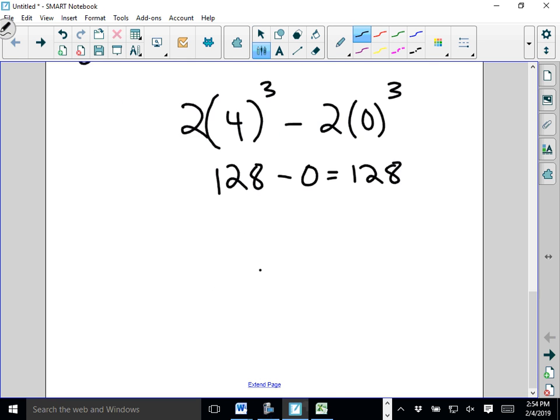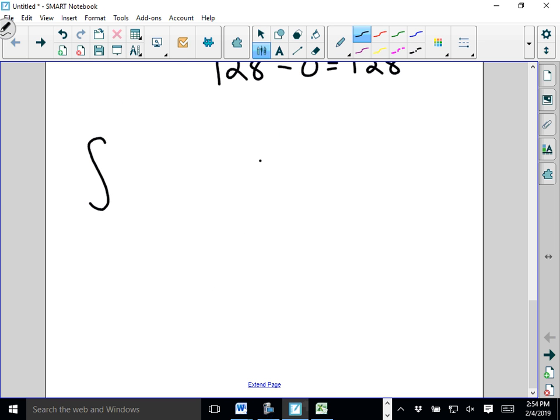Let's try the integral from 0 to pi of sine x dx. So again, I need to come up with an antiderivative of sine. So what is the antiderivative of sine? Well, I know cosine's derivative is negative sine. So unfortunately, it's not just cosine, right? It's going to be opposite cosine.